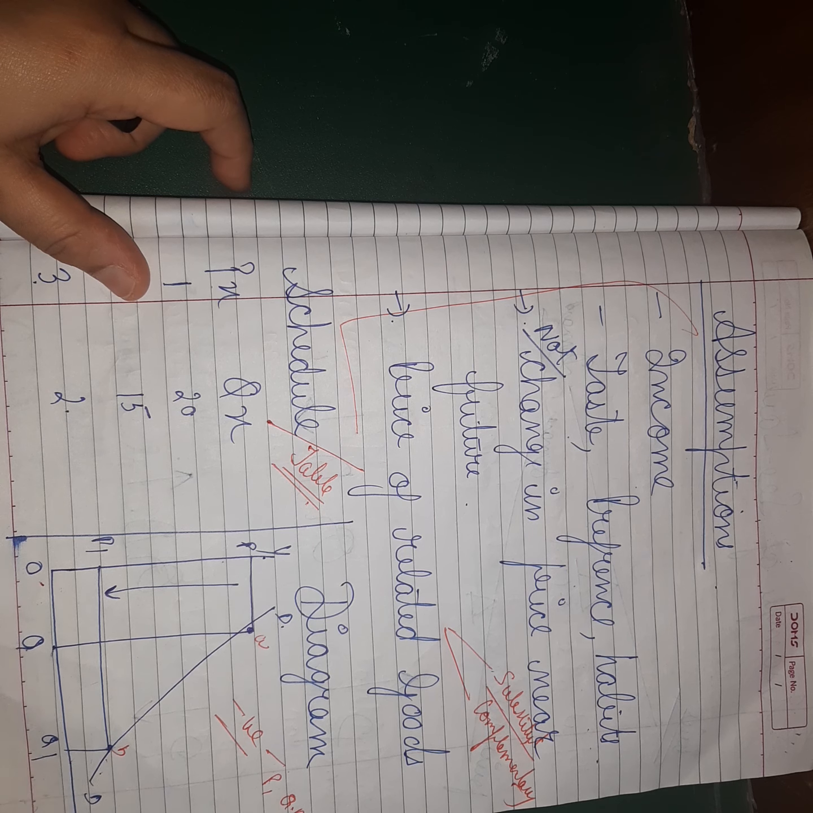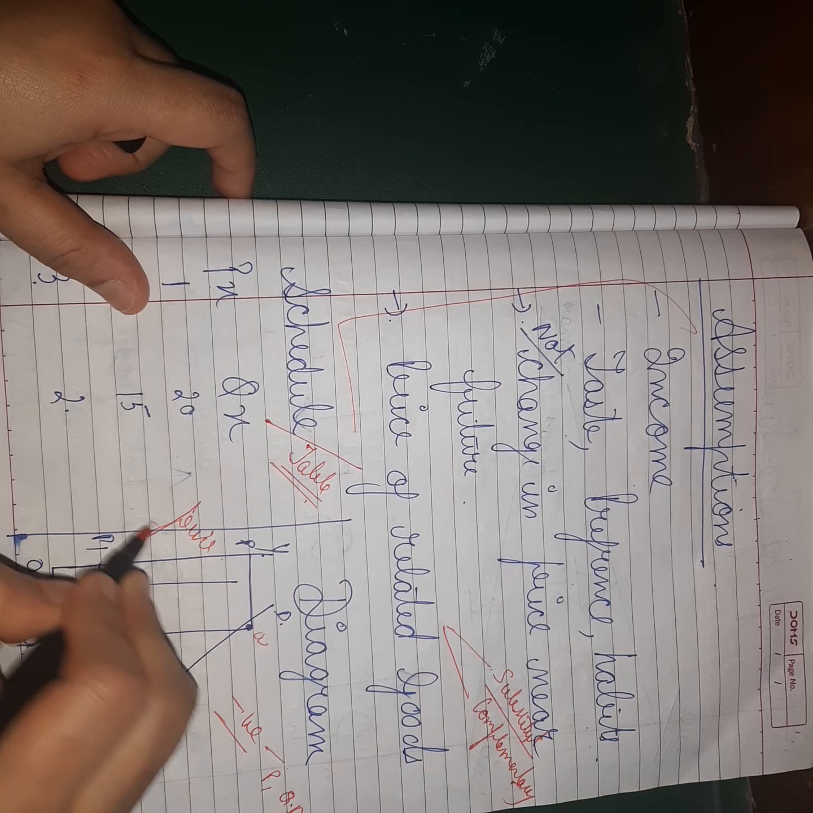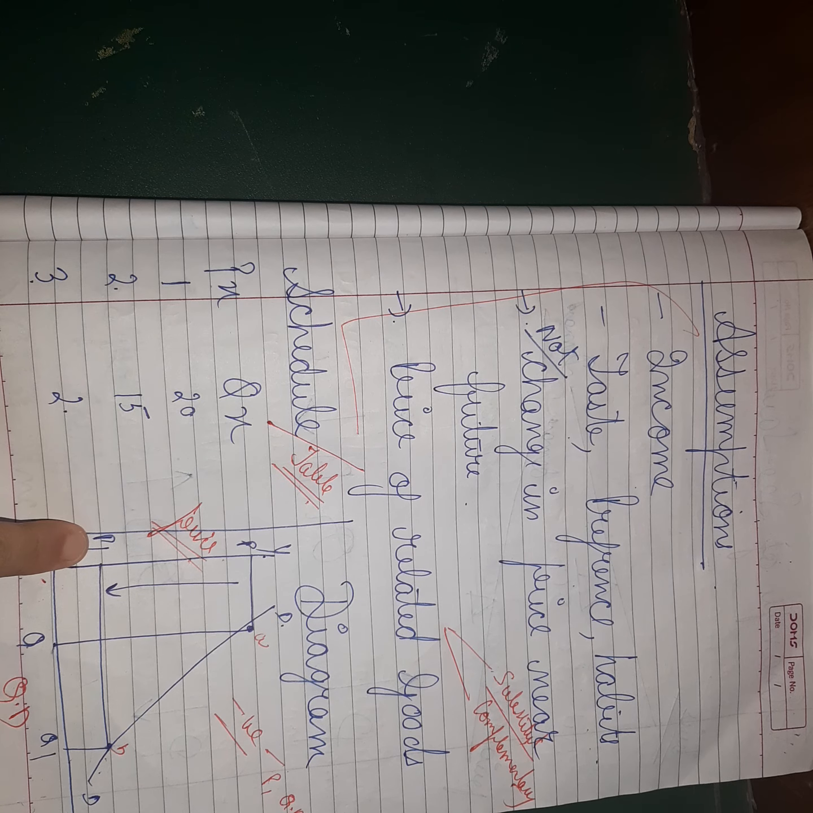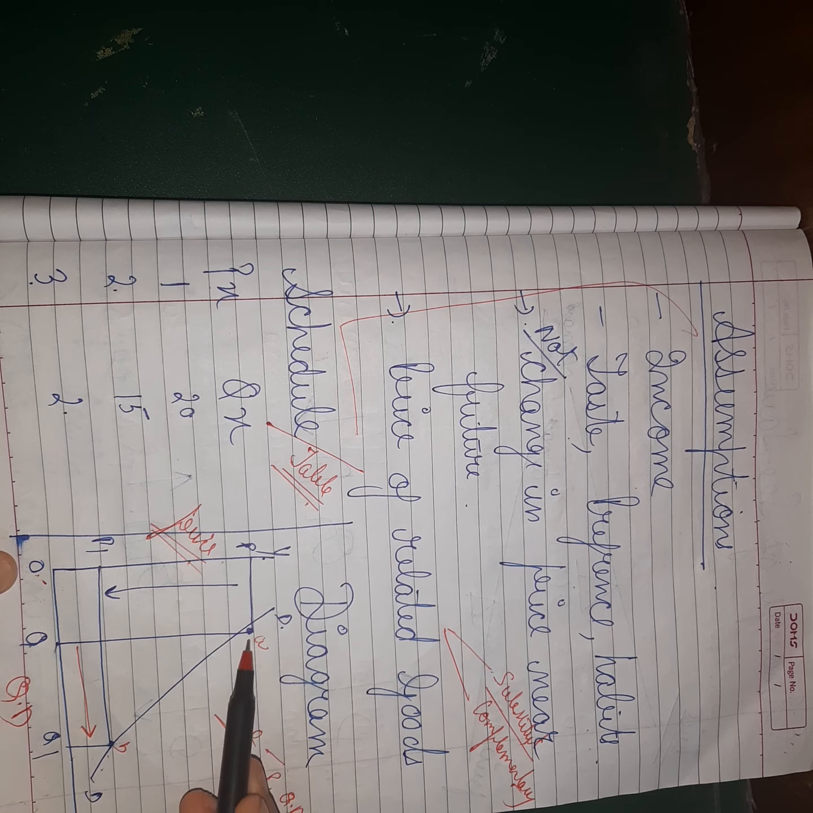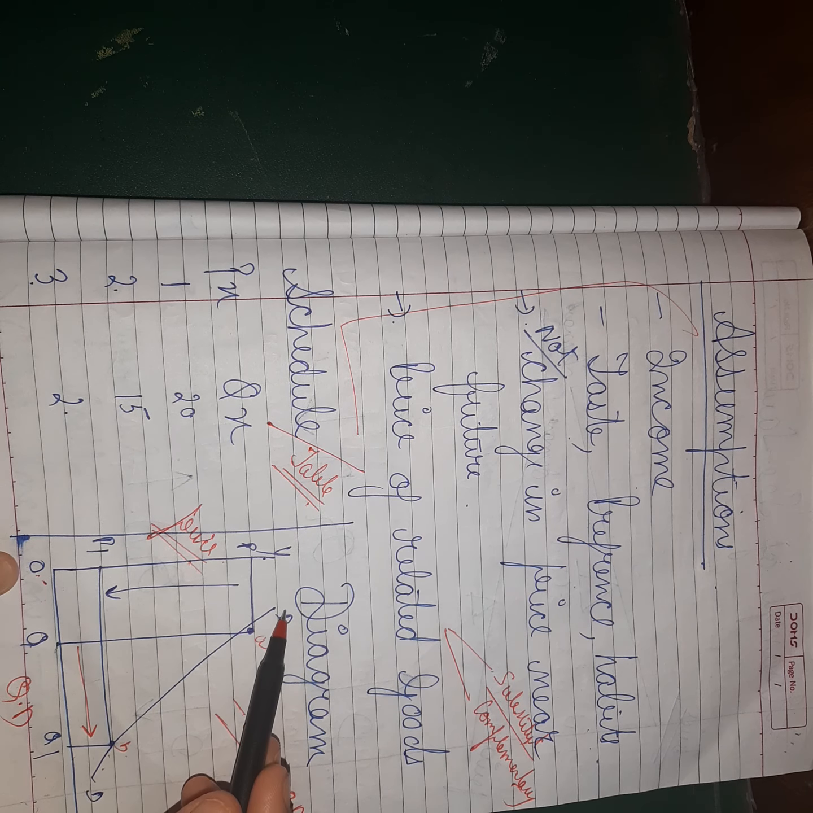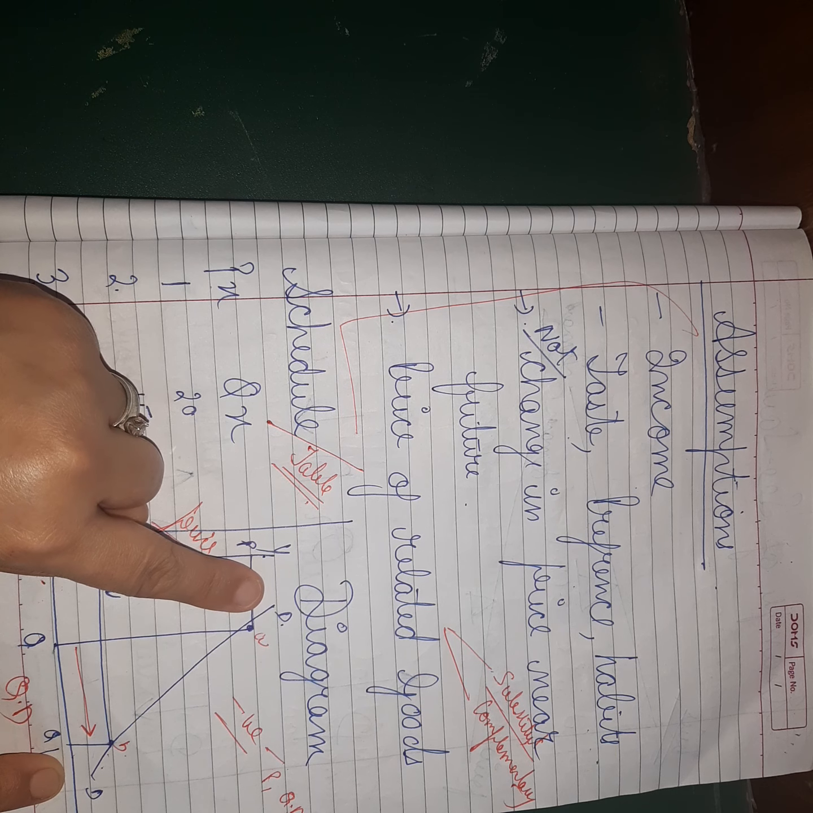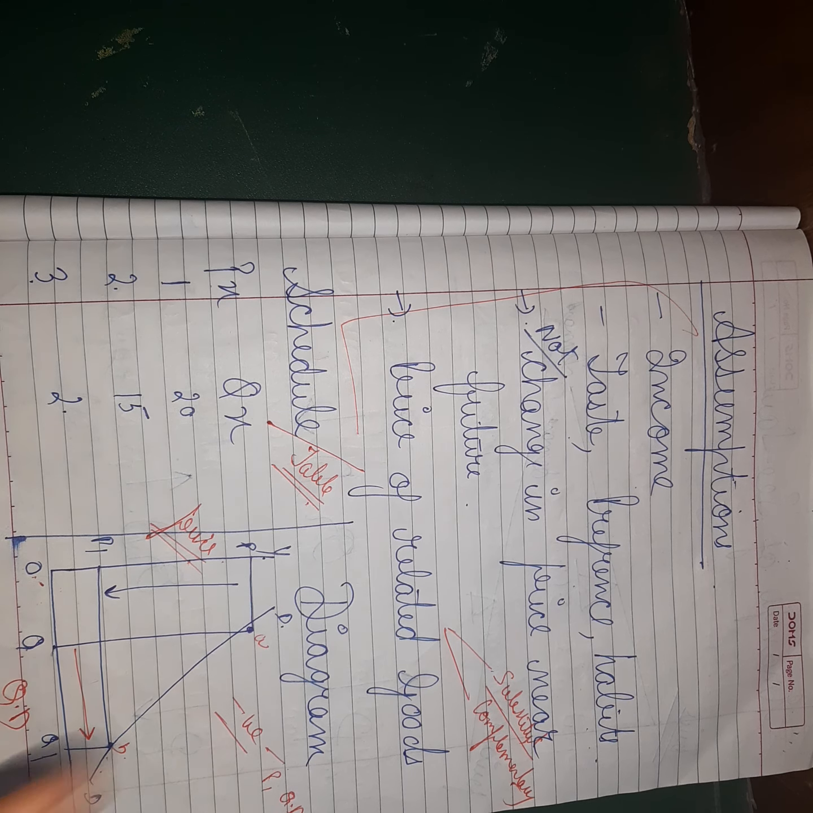Now in the diagram, when price was OP, demand was OQ. On the OX axis is the quantity demanded and the OY axis is the price of the good. So when price falls from OP to OP1, demand rises from OQ to OQ1. Now when we join these points, it forms one line which is known as a demand curve. And the demand curve slopes downwards from left to right, which means it has a negative slope, right?